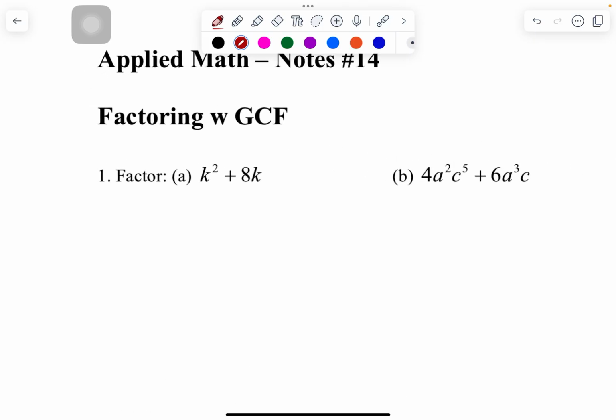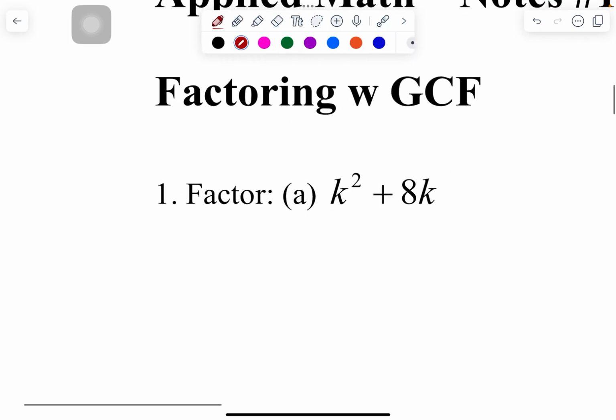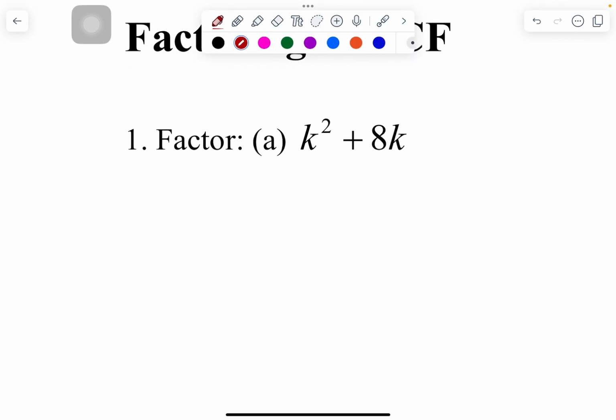We've got the first section here, which is going to be factoring with GCF. So we've got problem number one. What do they have in common? And the answer is they have K in common. So that is my GCF.